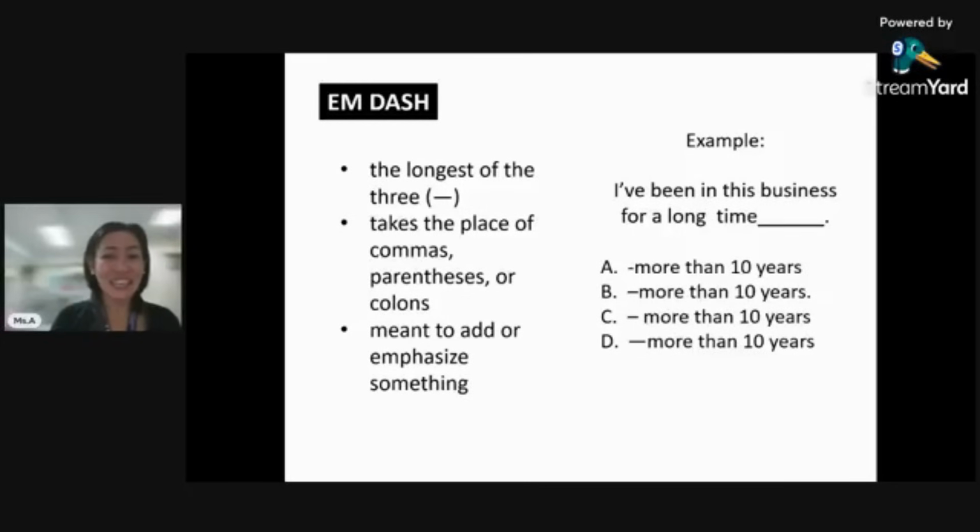Ayan. Ito naman, gagamitin na po natin yung long na hyphen or yung M dash. Okay? So, I've been in this business for a long time. So, you're saying na ang tagal mo na dun sa business na yon or sa trabaho na yon, and then you are just giving emphasis, or you will put a dash or M dash para lang masabi na, oh, gano'n na ako katagal.